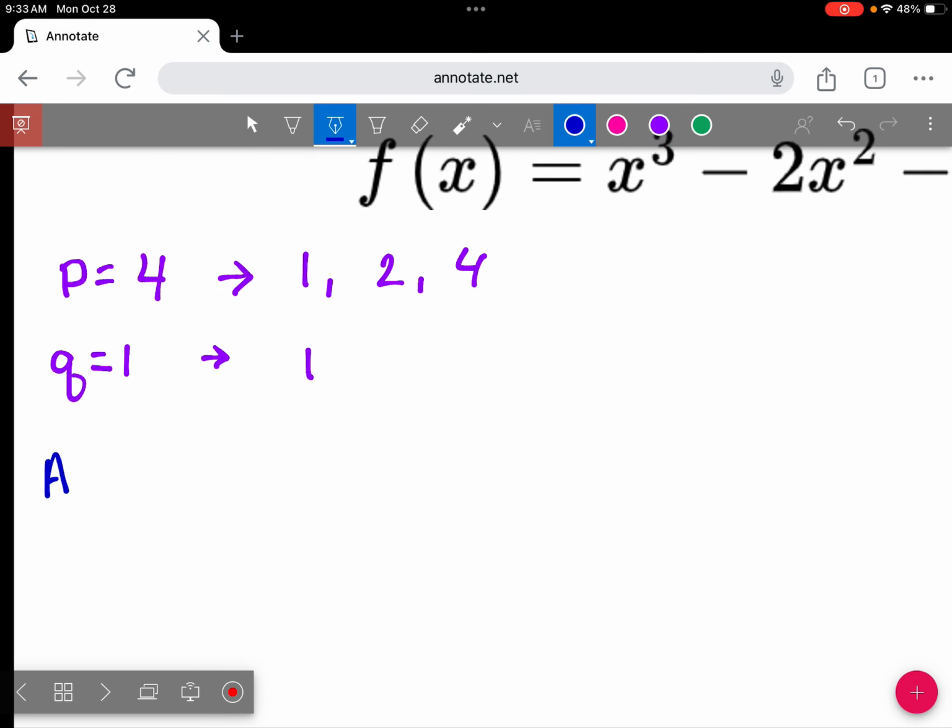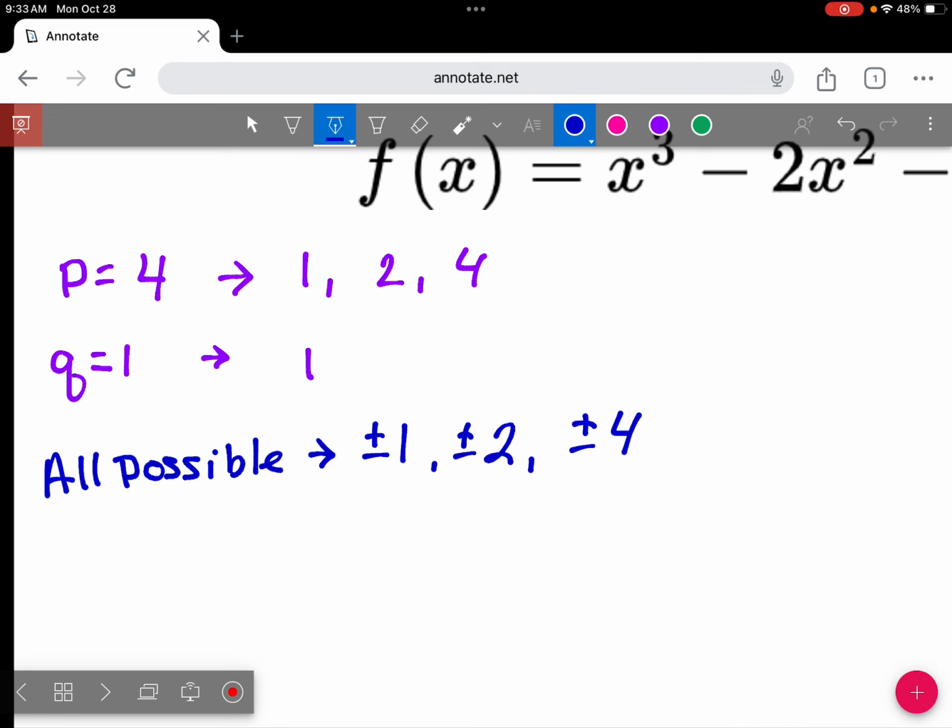So all possible options, how would we set each of these up? What we need to include with each of them is plus or minus 1 over 1, plus or minus 2 over 1, and plus or minus 4 over 1. So we only have 6 possible options here. Positive 1, negative 1, positive 2, negative 2, positive 4, negative 4. I could just start plugging and chugging.